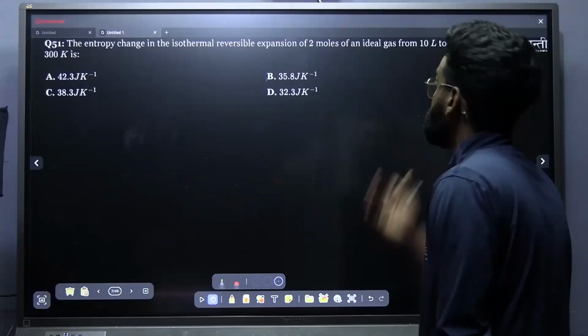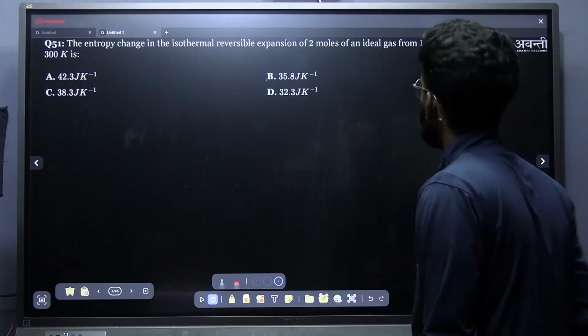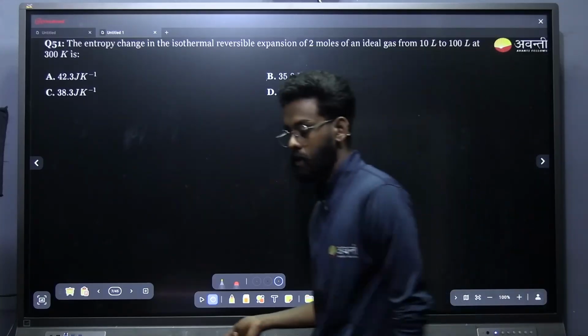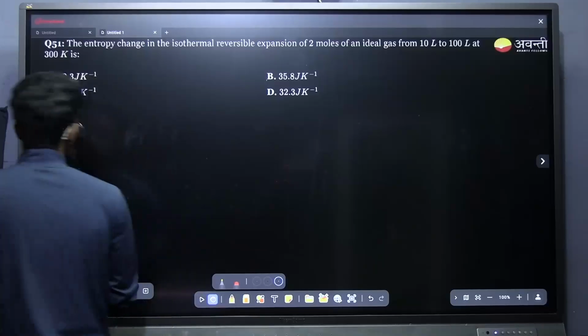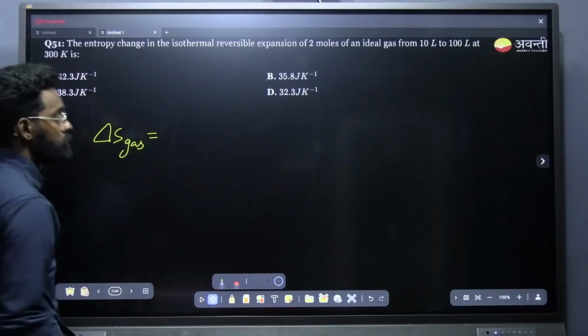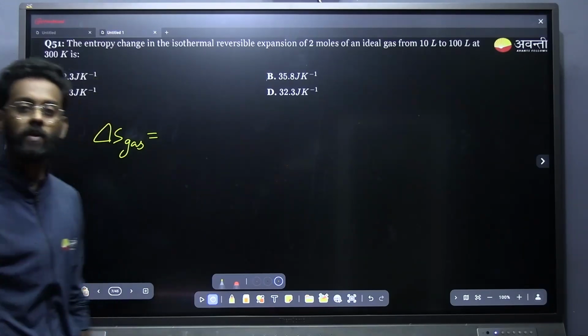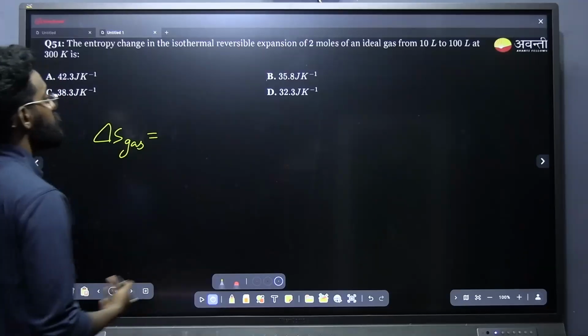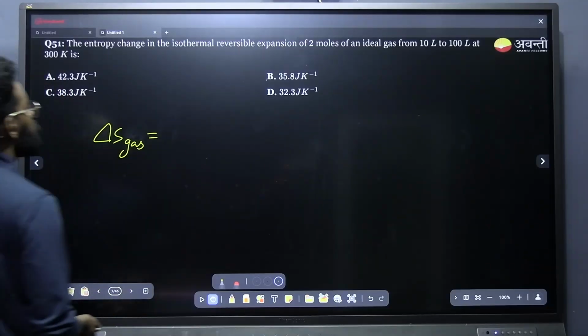Yeah, entropy change in the isothermal reversible expansion of 2 mole of an ideal gas from 10 liter to 100 liter at 300 Kelvin. Okay, what is the answer for this one? I have discussed this equation in the thermodynamics chapter, how to calculate the entropy of a gaseous phase reaction. What is the equation?